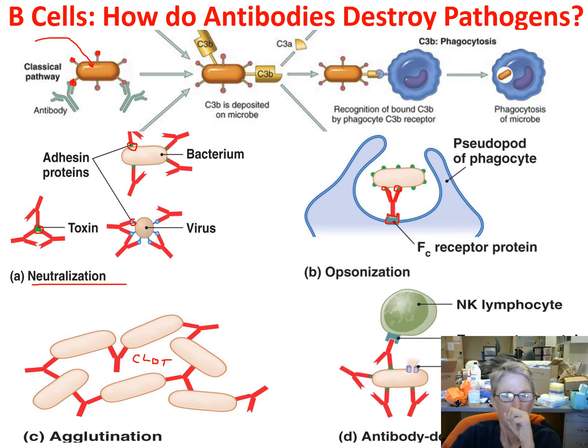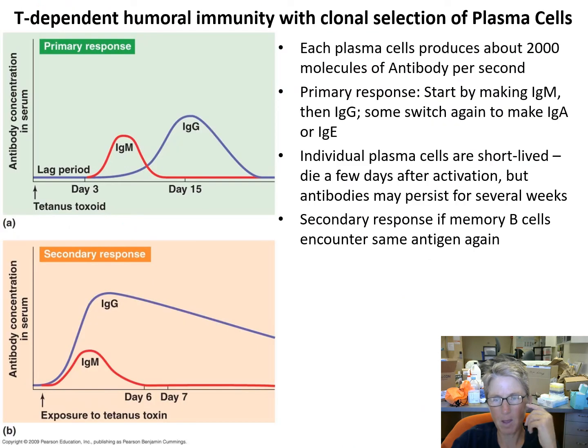And then natural killer lymphocytes. If antibodies are bound to an epitope on a microbe, the natural killer lymphocyte has this Fc receptor that can bind to the Fc portion of the antibody, and then the natural killer lymphocyte can put perforins in to bust open the membrane, and then dump in granzymes, so it kills the bacteria by apoptosis.